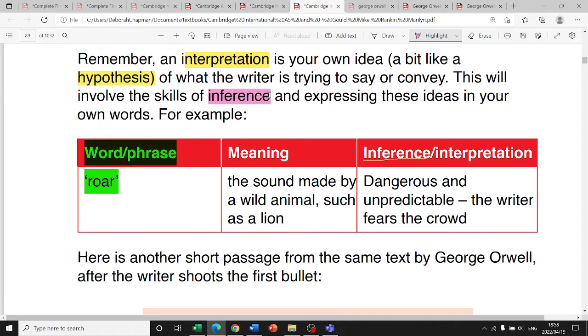So the inference is expressing these ideas in your own words. We looked at the word raw, the sound made by a wild animal such as a lion, and what we are inferring is that it is dangerous and unpredictable. The crowd is dangerous and unpredictable, and the writer fears the crowd.